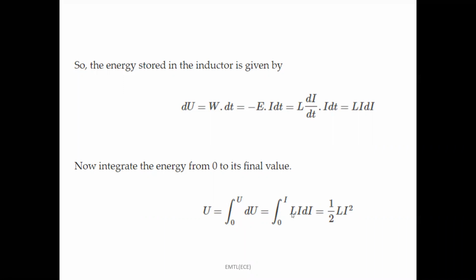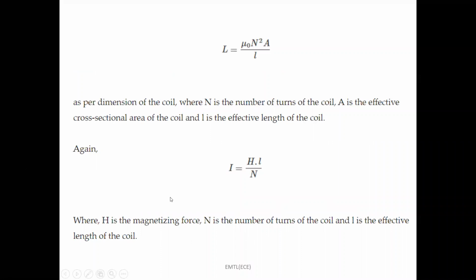Now simply here L is constant, that is the inductor, and the integral of I dI is I square by 2. By substituting limit values 0 to I, we get the energy stored in an inductor. That means energy stored in the form of a magnetic field in an inductor is expressed as half L I square. So this is the expression for the energy stored in an inductor in the form of magnetic field.